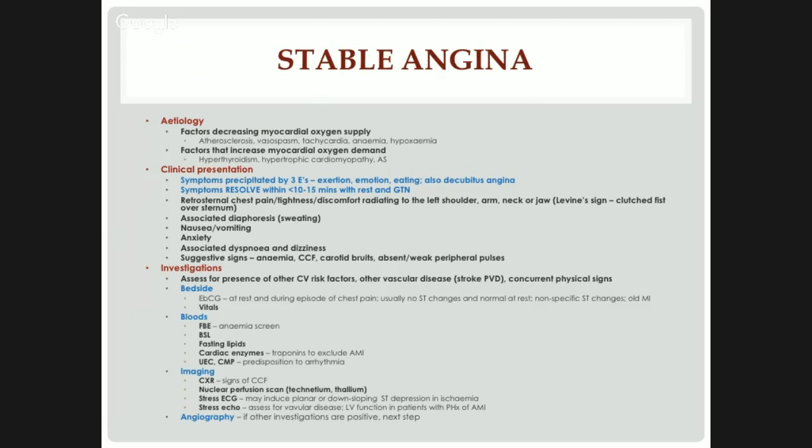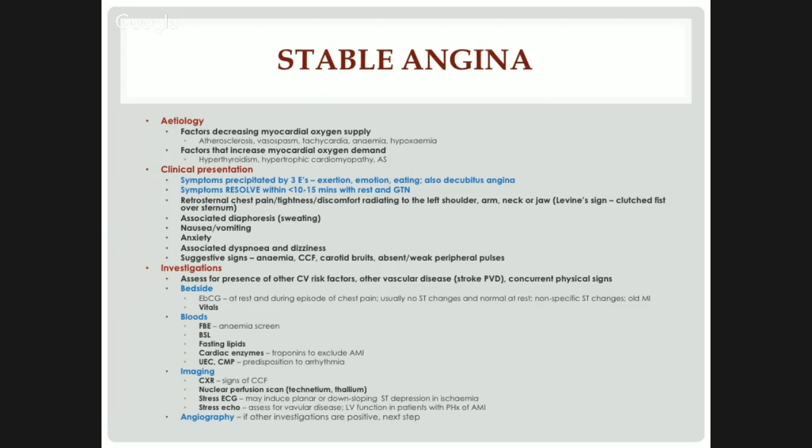So it presents with retrosternal chest pain. They might be sweaty. The pain may radiate to the left shoulder and neck and jaw. They might have nausea. They might have anxiety. It's exactly the same presentation. For all of these, for stable angina and all the acute coronary syndromes, the presentation is identical. The only difference is how quickly do the symptoms go away, or how did the symptoms come on.